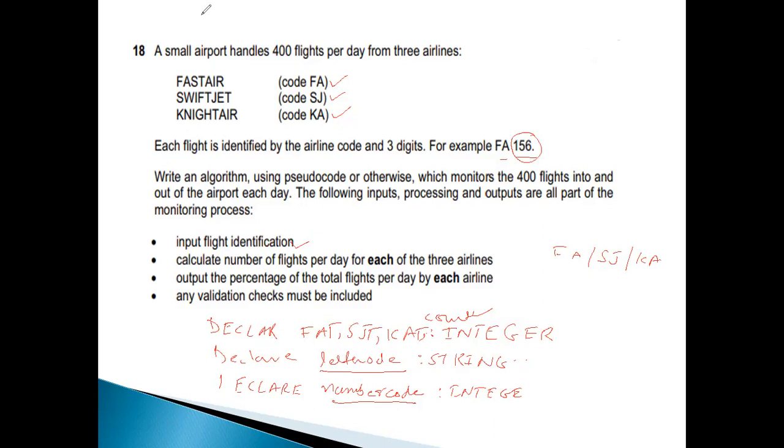equals SJT plus 1. And then if letter code equals KA, then KAT equals KAT plus 1. And then you would do, okay, so if then, then you do, let's see what else we need to do. Next, yeah, then you do next counter. And then after next counter, you do K percent.